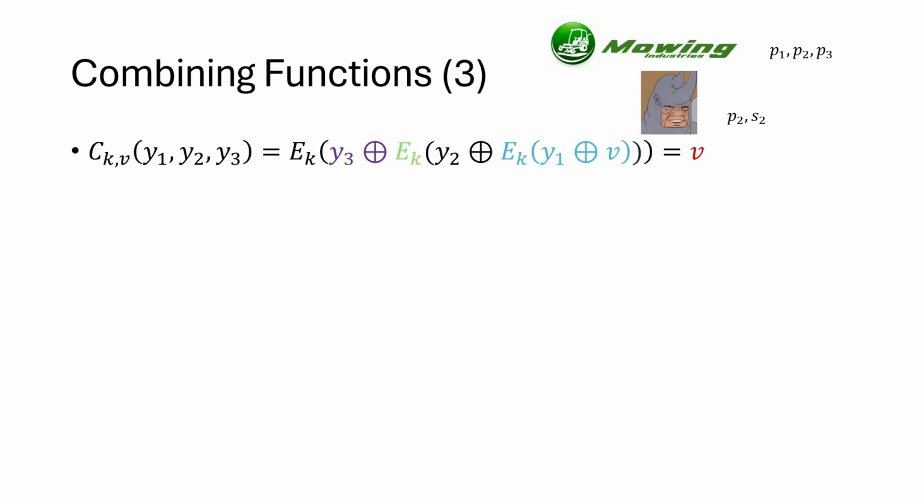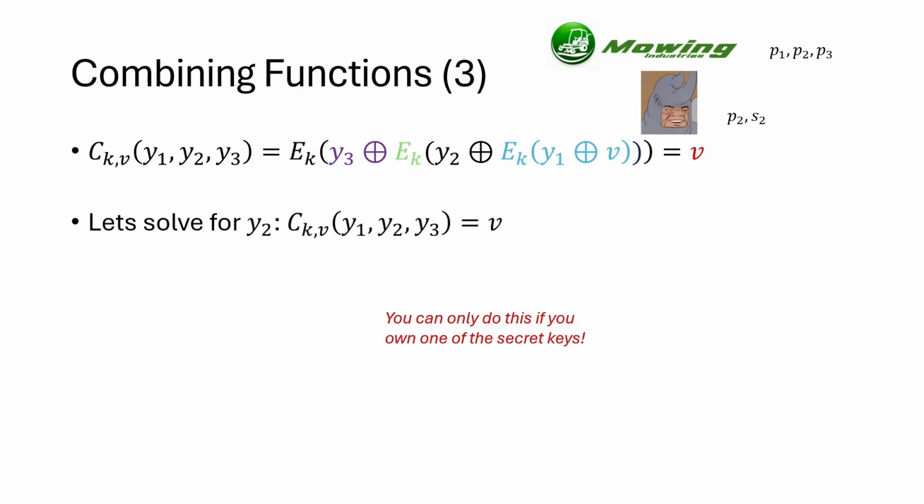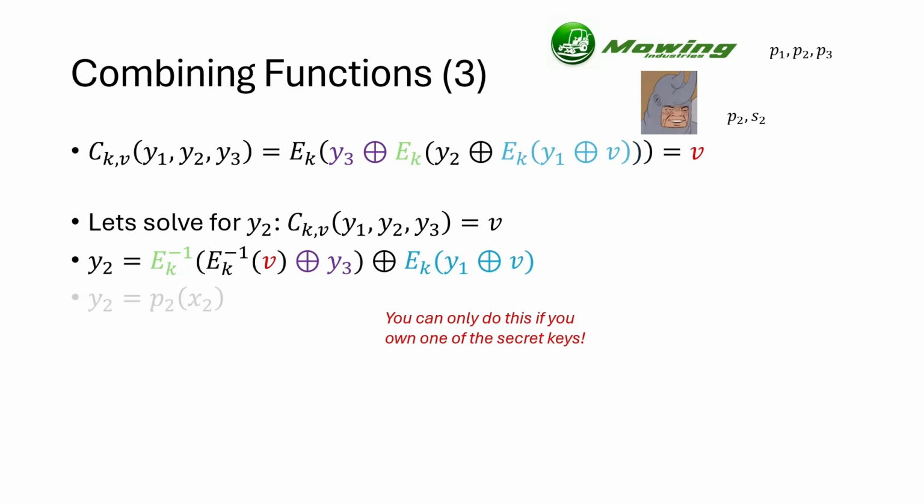So here I'm going to color code everything. Okay, my animation's a bit messed up. But ignore the red text, let's just solve for y2, right? What we want to do is solve for y2 given the ring equation equals v. So you basically shift everything to one side, and you get y2 equals that equation over there. And you also know that y2 is equal to p2 on x2, with p2 being the public key parameter to your secret key.